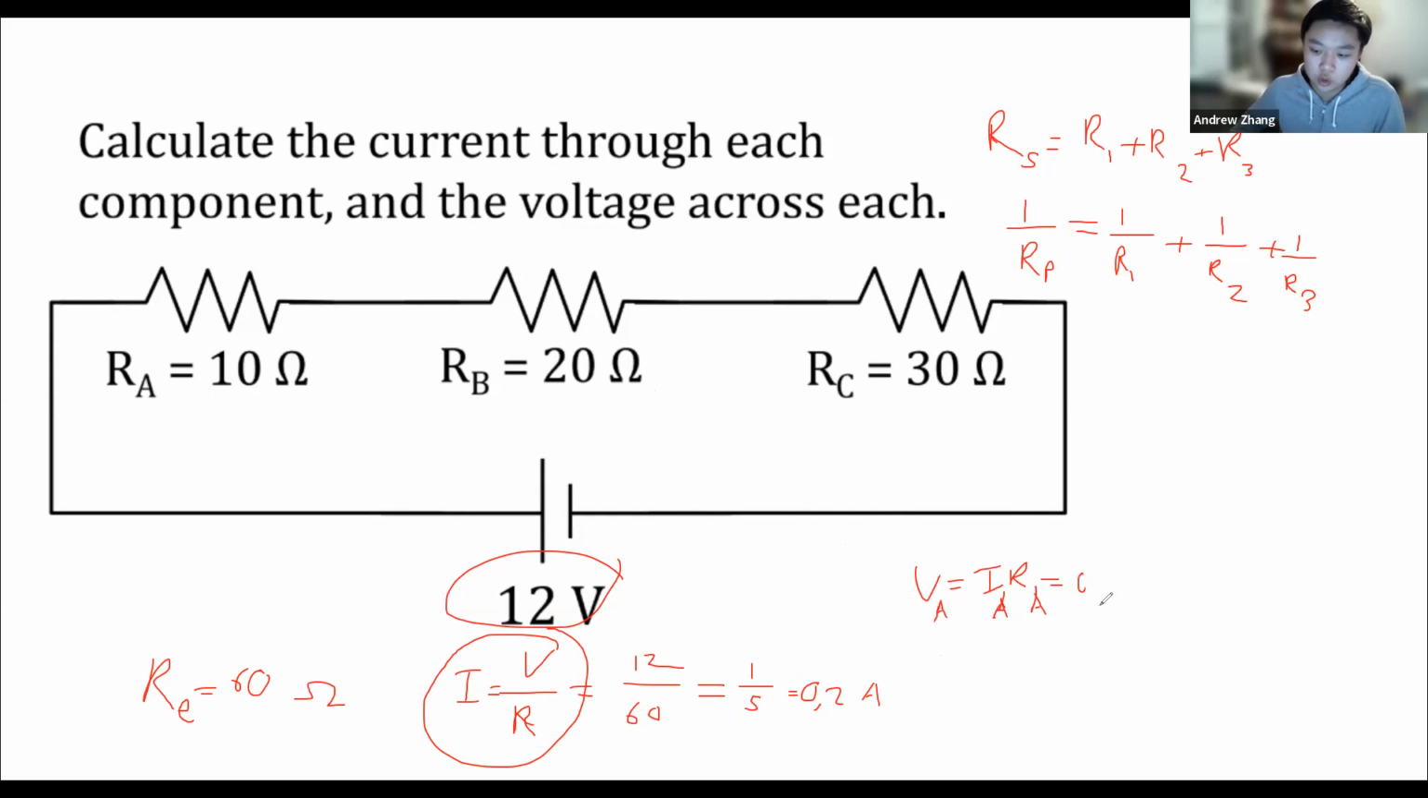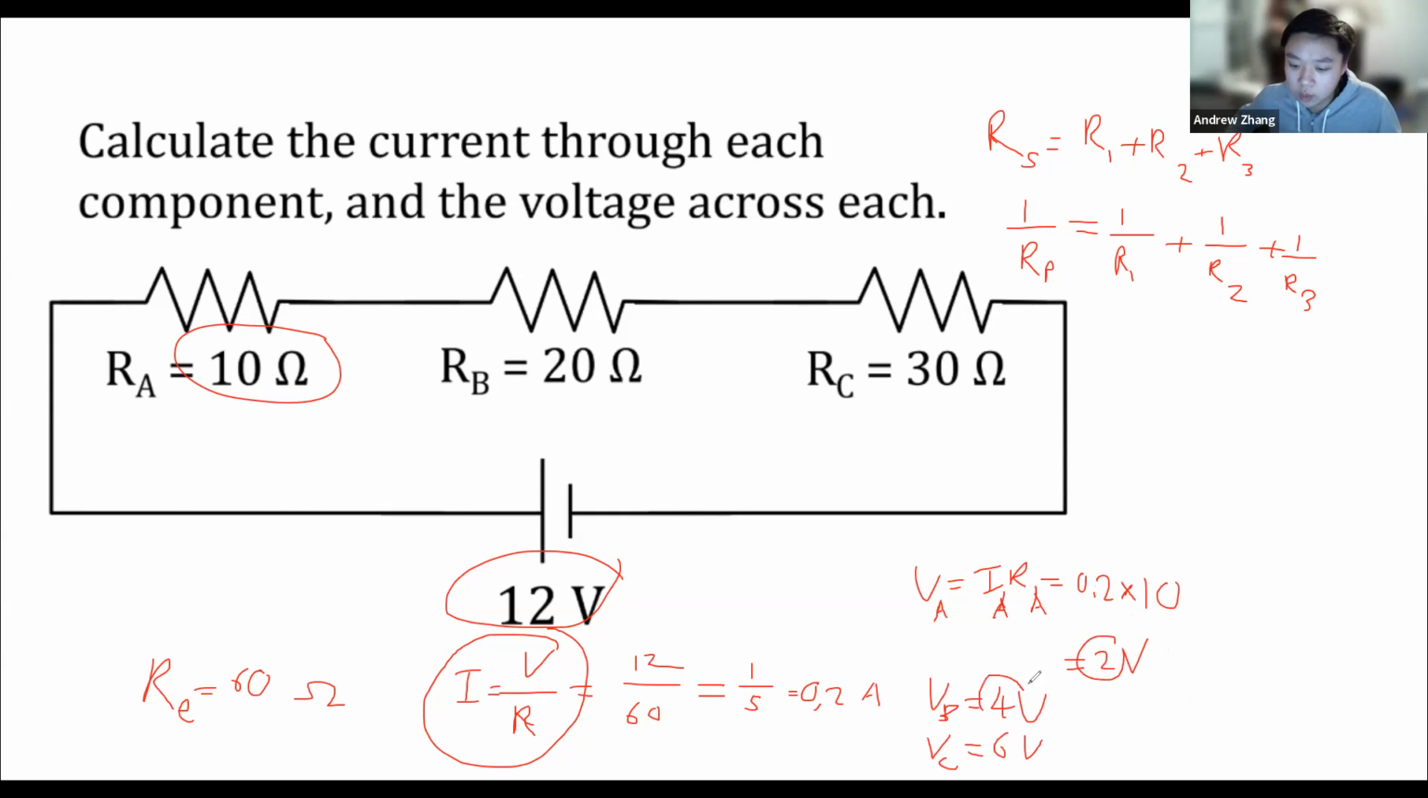So this is going to be equal to 0.2 times what's RA? Well, it's given to us right here. So times 10 is equal to 2, and the unit for voltage is volts. So 2 volts for VA. And similarly, I'm not going to write out everything, but VB is going to be 2 times that, so 4 volts. VC is going to be 3 times VA, which is 6 volts. And you can see here, 2 plus 4 plus 6 does indeed equal 12, which means that the loop rule is followed.